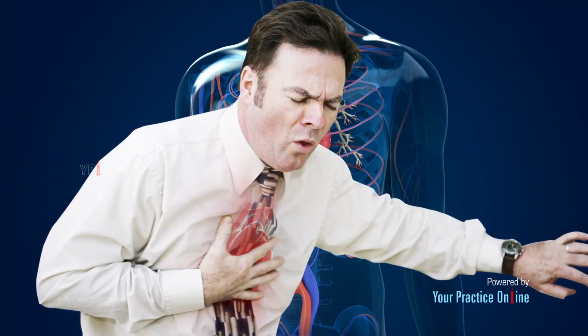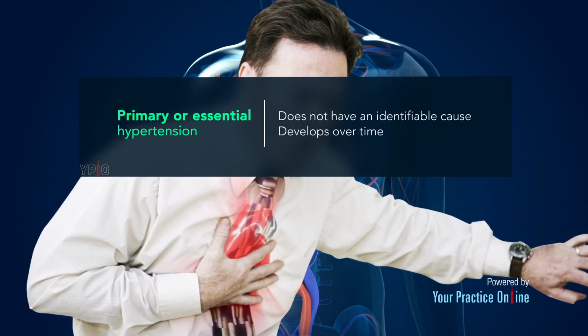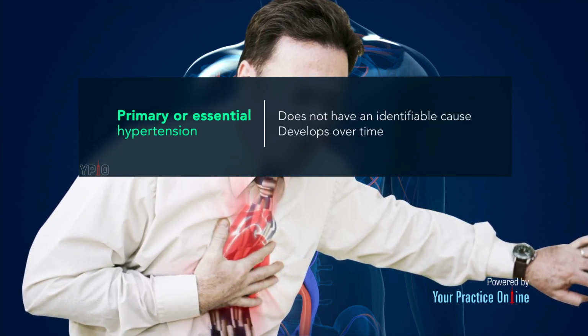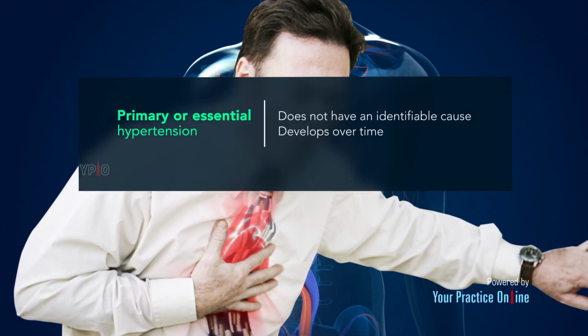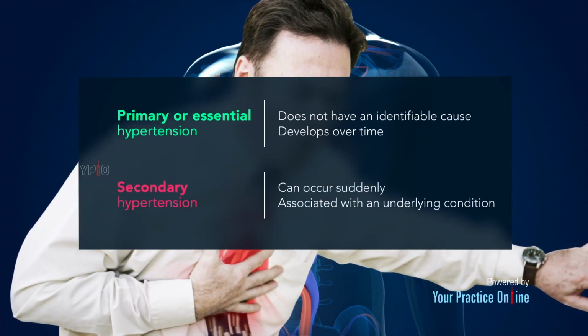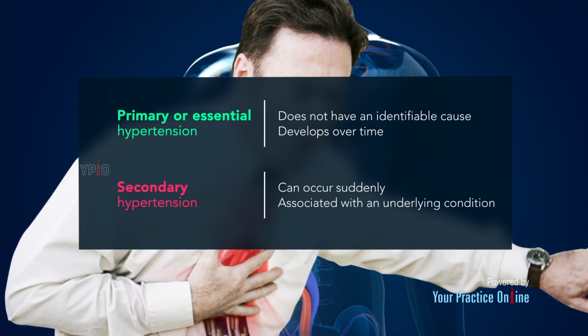Causes. The most common form of hypertension is primary or essential hypertension, which does not have an identifiable cause and develops over time. However, secondary hypertension is blood pressure that is higher than primary hypertension, can occur suddenly, and is associated with an underlying condition.